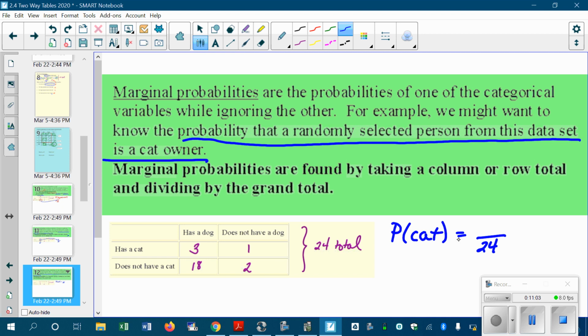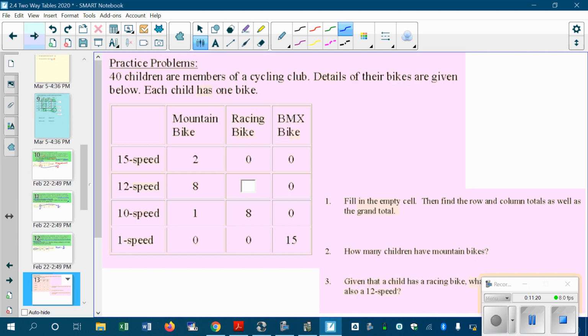In this case, we're looking for cats, which means I read across and get 4. So we have a 4 out of 24 chance that a randomly selected person from this data set would be a cat owner. That's called marginal probability.